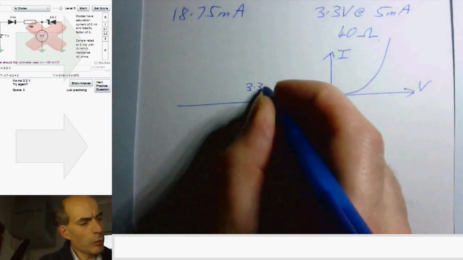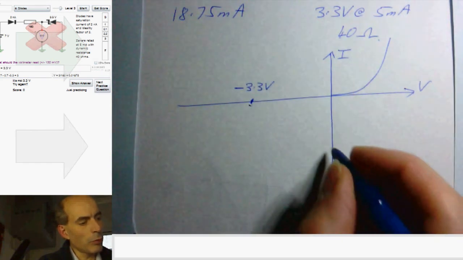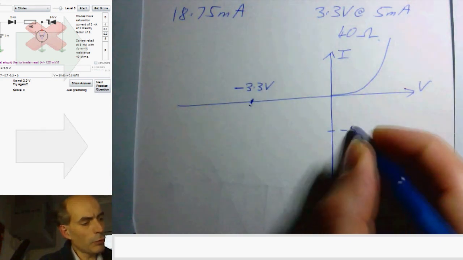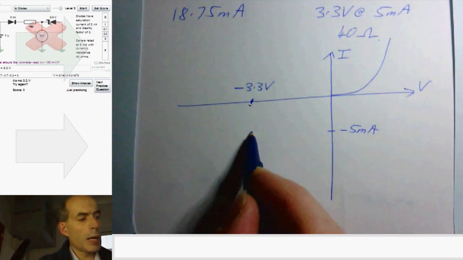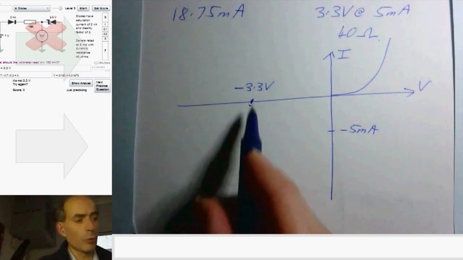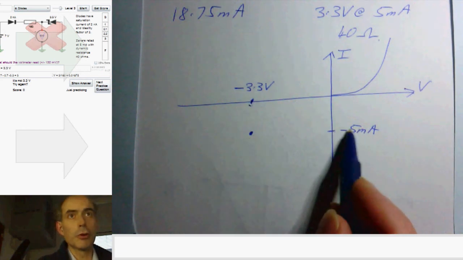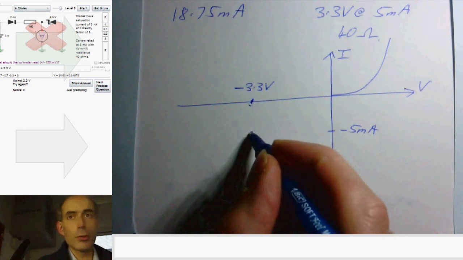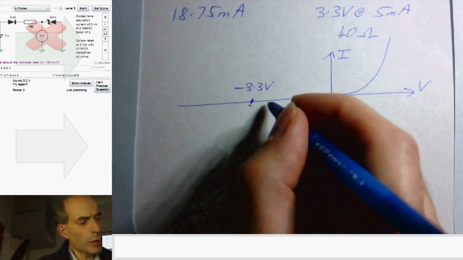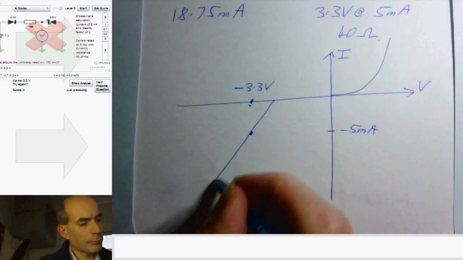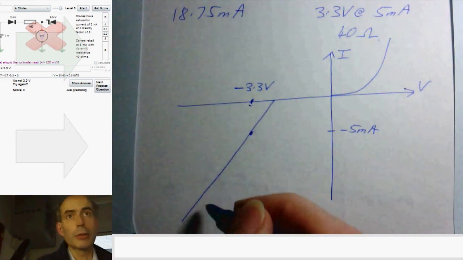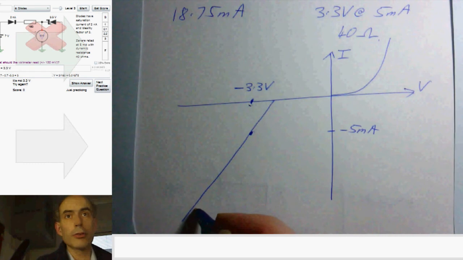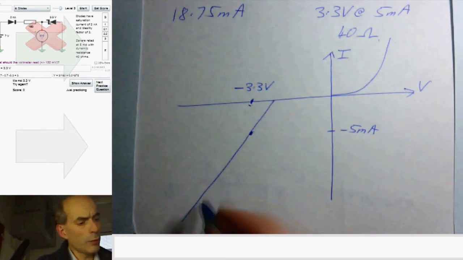at 3.3 volts, or rather minus 3.3 volts, at minus 5 milliamps. That's what it's specified to do. A breakdown voltage of 3.3 volts at 5 milliamps of reverse current. So we know it goes through that point. We also know the gradient of this line. And we're assuming here a piecewise linear approximation to a Zener diode breakdown characteristic. It's just a straight line. And we know the gradient of that line is 1 over 40.